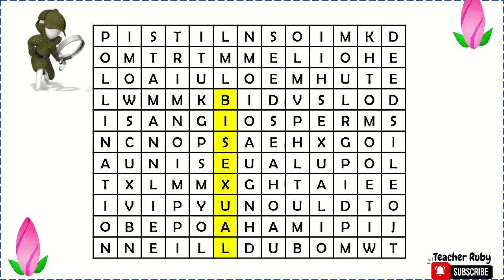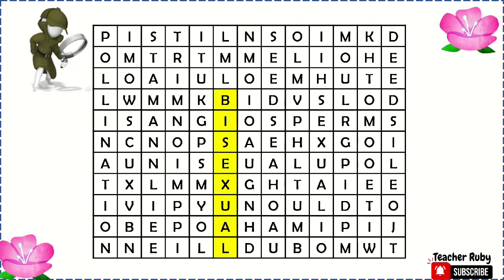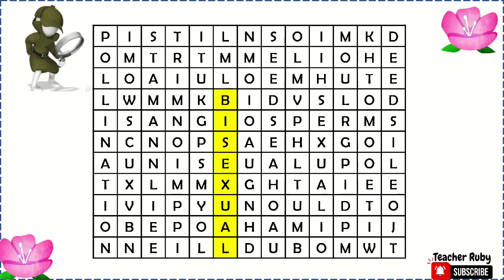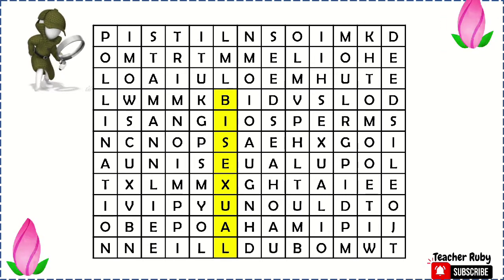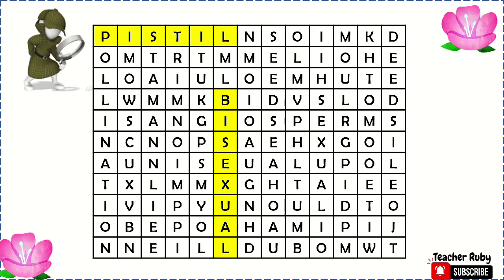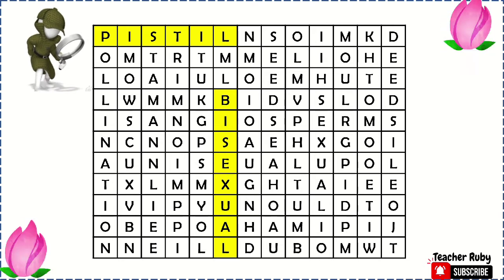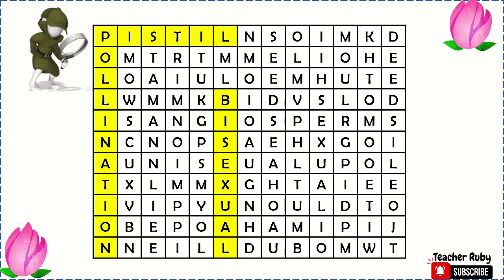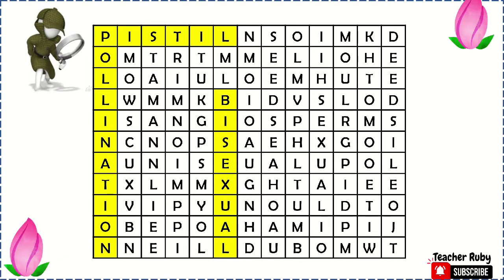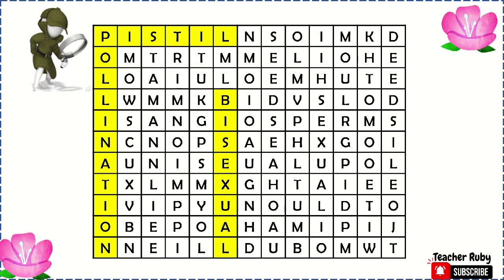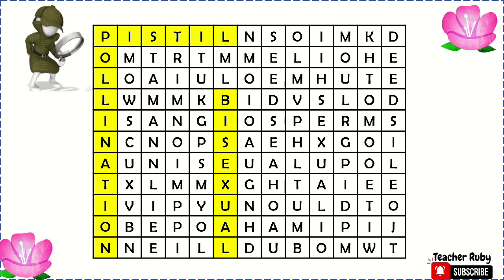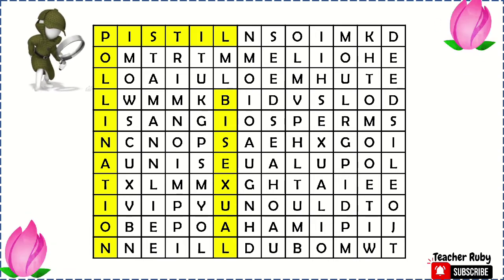We have bisexual. These are flowers that contain both male and female reproductive parts. Bisexual flowers. Pistil. Pistil is the female part of a flower. You're right. Next word, pollination. So what's pollination? Pollination is the transfer of male gametes from the stamen of a flower to the stigma of the same or other flower. That is called pollination.